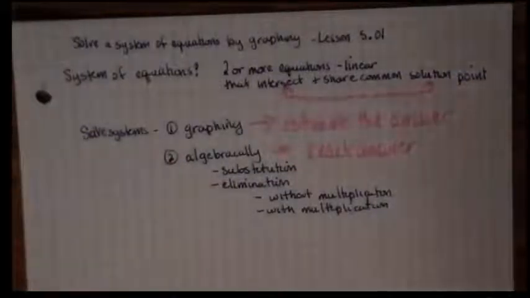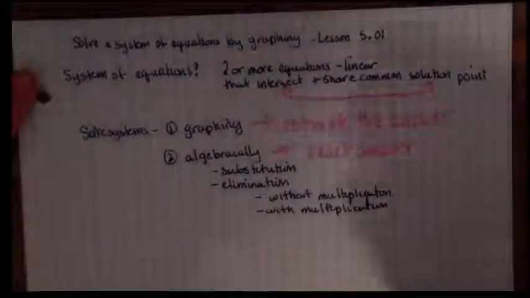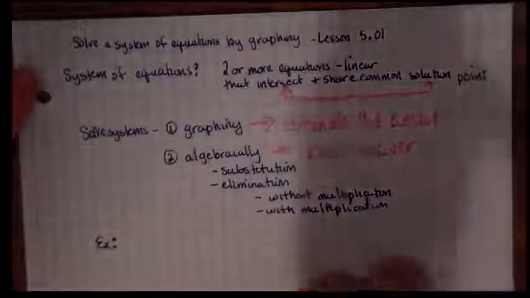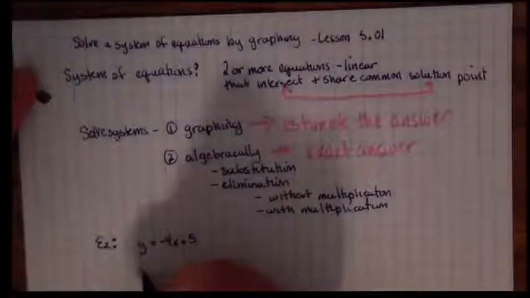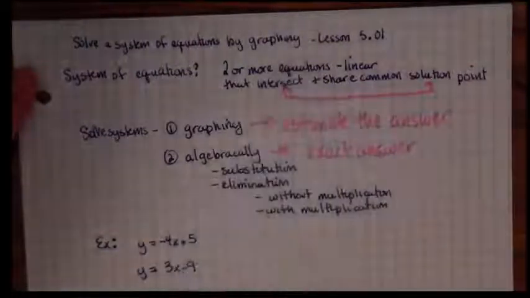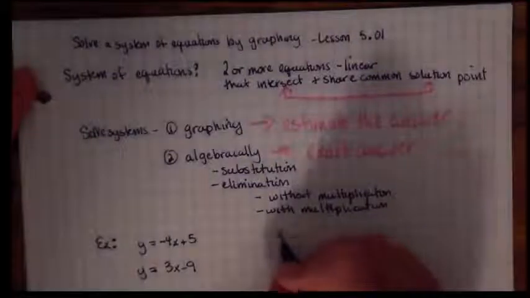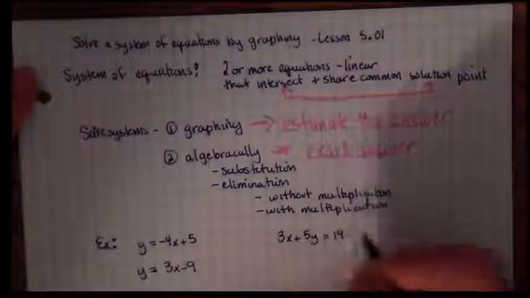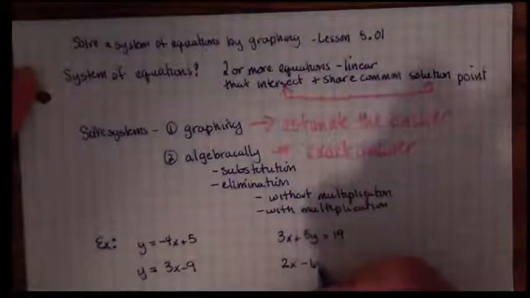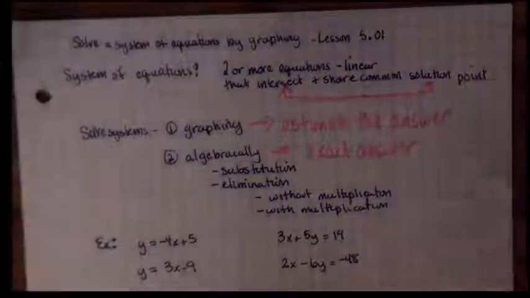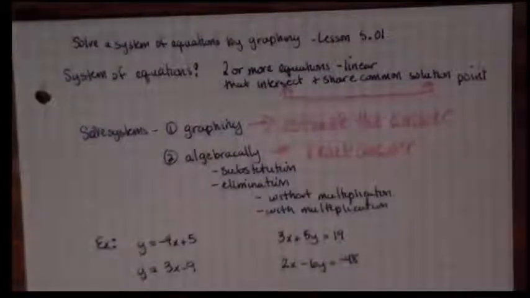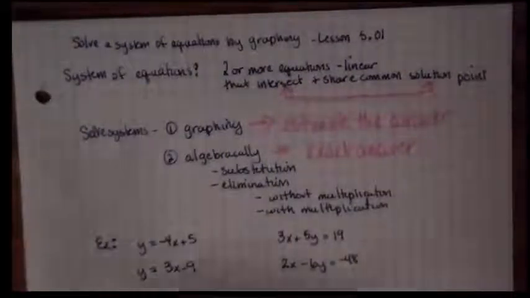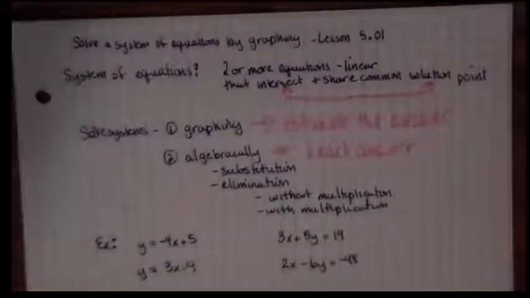So in order to continue our discussion about what is a system of equations, an example of a system of equations could be y equals negative 4x plus 5, y equals 3x minus 9. That's one system. You could have something like 3x plus 5y equals 19 and 2x minus 6y equals negative 48. This could be another system. The lines will intersect at some point, and that will be the solution. So we're going to go through in this lesson and talk about solving systems of equations. We're going to start with graphing, and then we'll move on to solving algebraically.